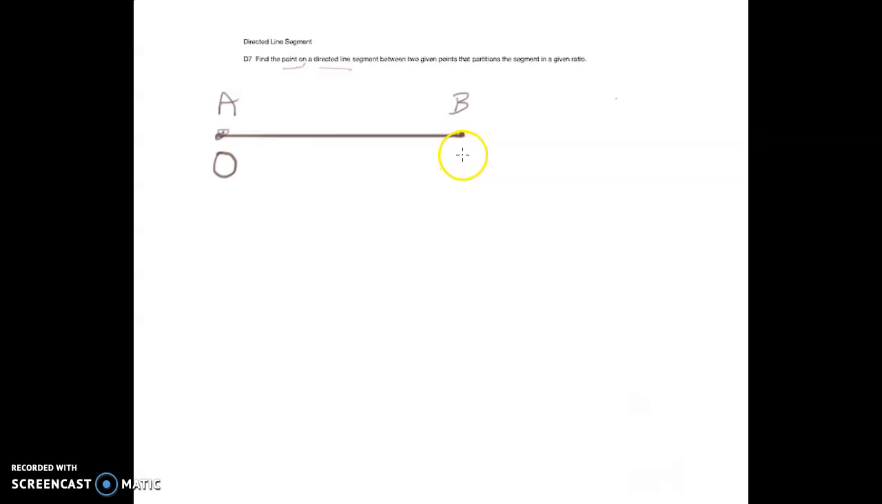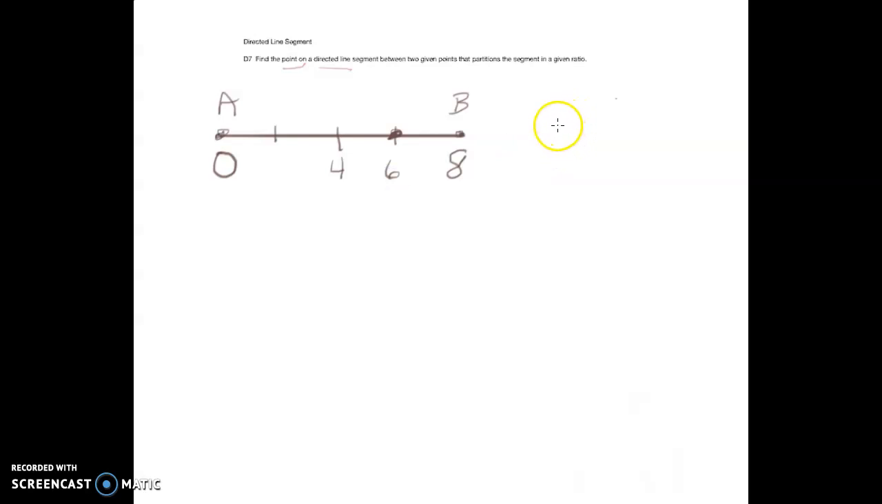3/4 the way from A to B. 3/4. Well, let's see, that would be half. That would be 1/4. That would be 2/4. That would be 3/4. So 3/4 the way from A to B would be right here. Okay. Now, what number would that be? Well, that's 4. That looks like 6.